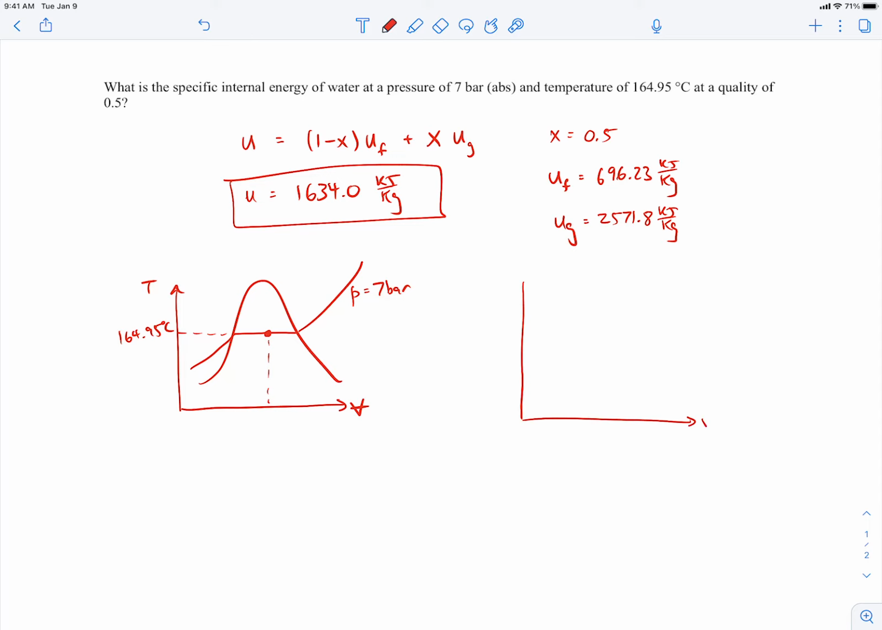Let's do it on a PV plot. Here's our vapor dome. Again, we know that we're under the vapor dome here because it's a saturated liquid vapor mixture. The pressure is 7 bar. It's an absolute pressure. The corresponding isotherm looks like that. Here's the temperature of 164.95 degrees C. And again, we're somewhere in here because our quality is about 0.5. This would be the same specific volume here as you'd have over there. So that's where we are on these TV and PV plots. Okay, we'll end the example there.